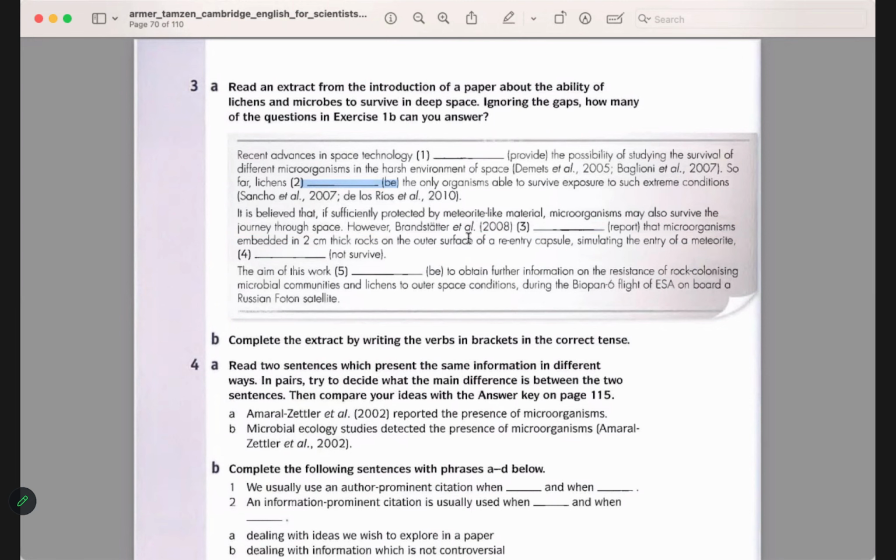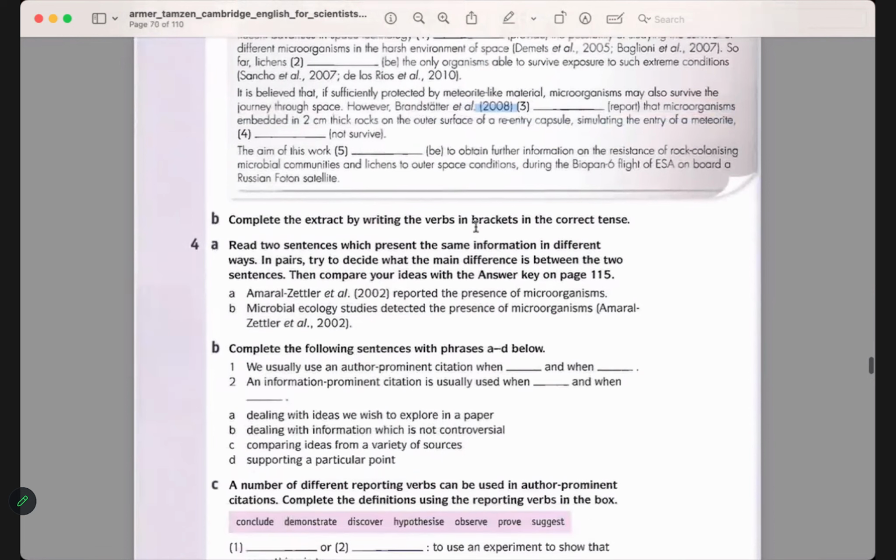So number 3, it's past simple, reported. Right. And number 4, not didn't survive. Yes. Sequence of tenses: if you use past simple in the first part, consequently in the second part too. And the aim of this work, what tense? Present simple. Yes, present, is.